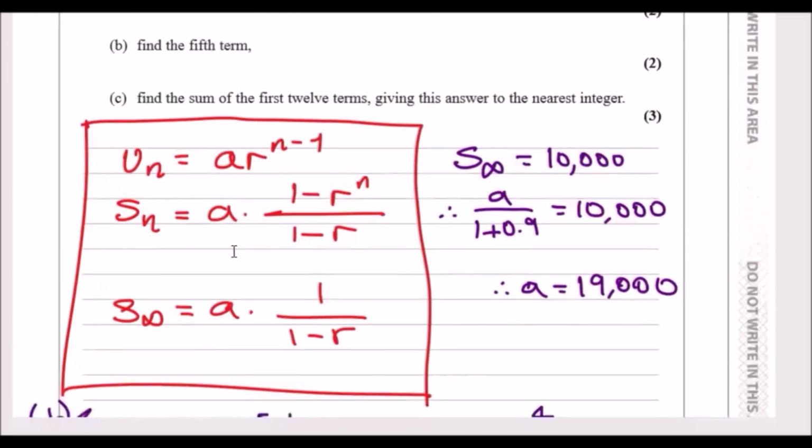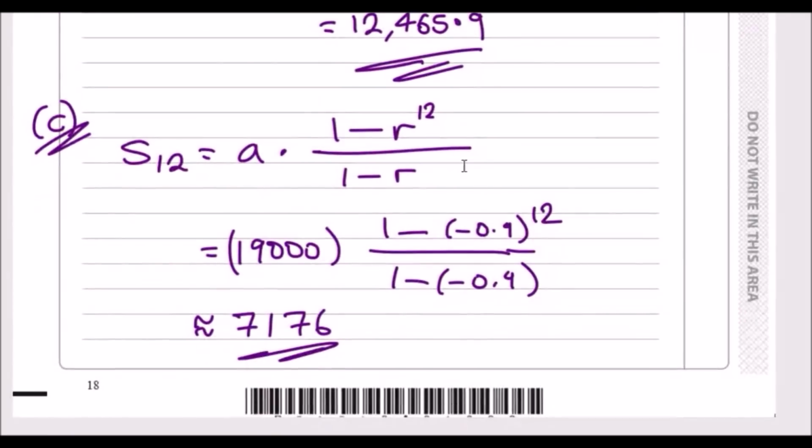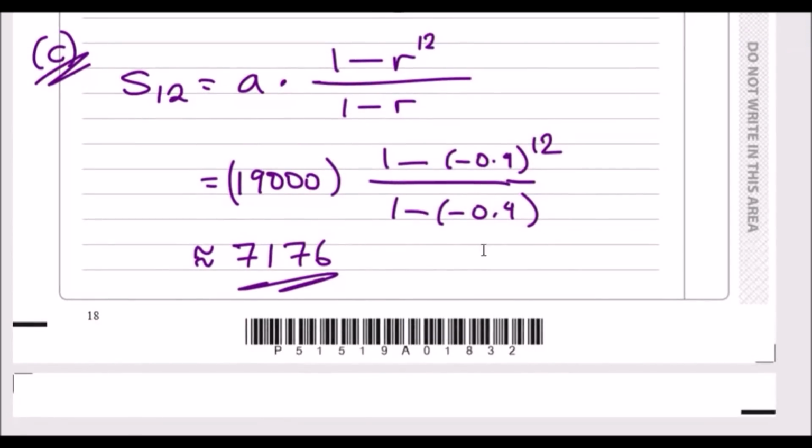So to find S12, I did it over here. It's just the same formula, a times 1 minus r to the 12, over 1 minus r. You have a, you have r. Just make sure you put r in a nice bracket so you don't make mistakes. Put it in the calculator, you should get some decimal and round it to 7,176. Easy. Can't say much, and that's literally 6 done.